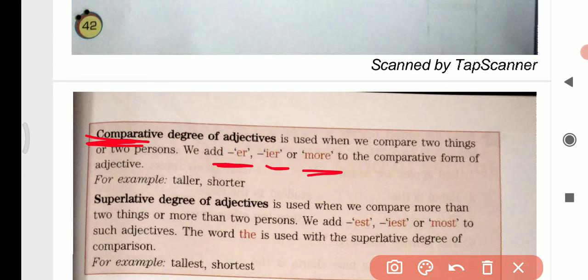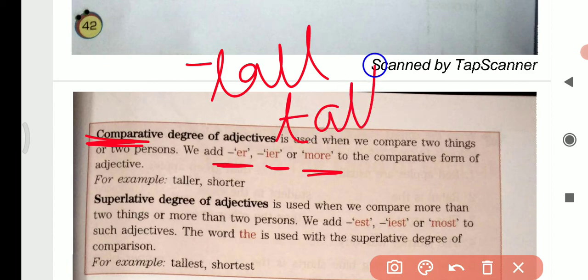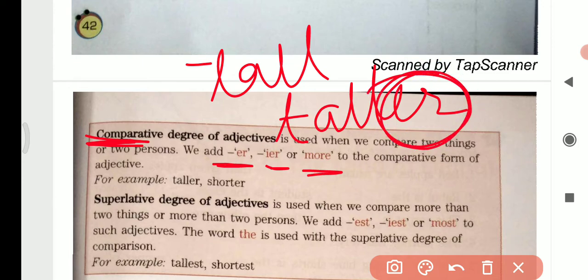For example, Sita is more beautiful than Rita. More beautiful, right? Sita is more beautiful than Rita. Ram is taller than Shyam. Tall is the positive degree and taller will be the comparative degree. So I have added ER to tall, which will make taller. So when we compare two persons or two things, we use the comparative degree.